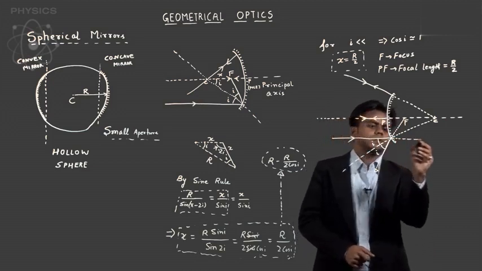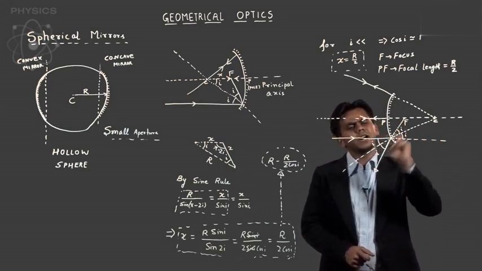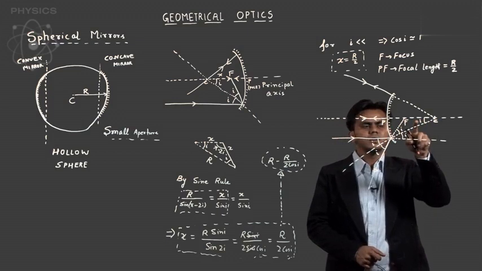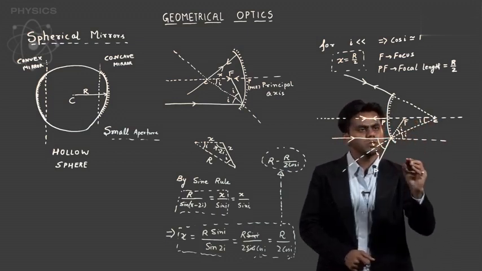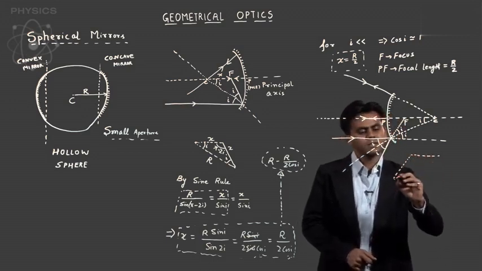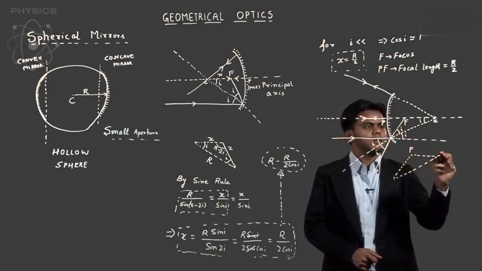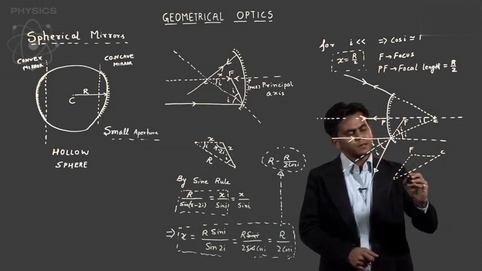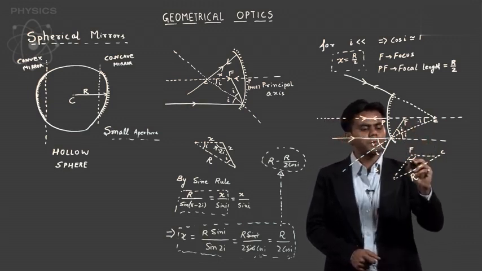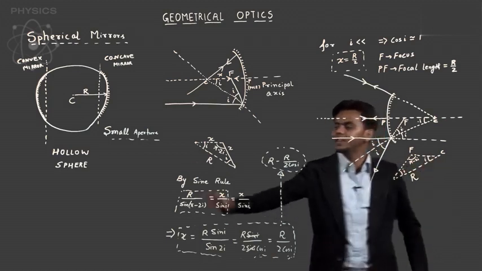Again, if this is your angle I, even this is I, because these are two parallel lines and these are alternate angles. And if you isolate this triangle once more, what you would get is this kind of situation. This is your F, this is your C, this is essentially R, and if this is I, this is I, this is pi minus 2I, this is I, this is I. Again a very similar triangle.